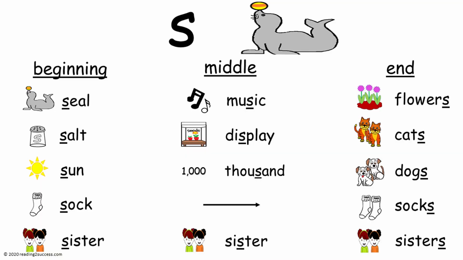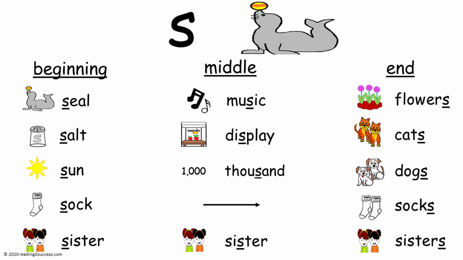Review the chart with kids so they can see the placement of S in each word. The last two words will be different because they're going to be carried through the beginning, middle, and end to show words that can have more than one S. Okay, let's begin with the beginning.